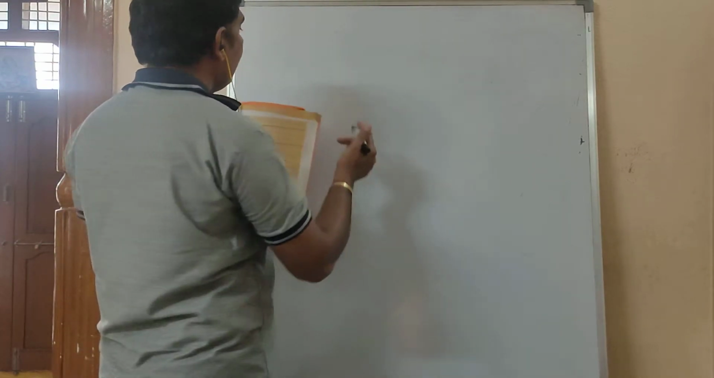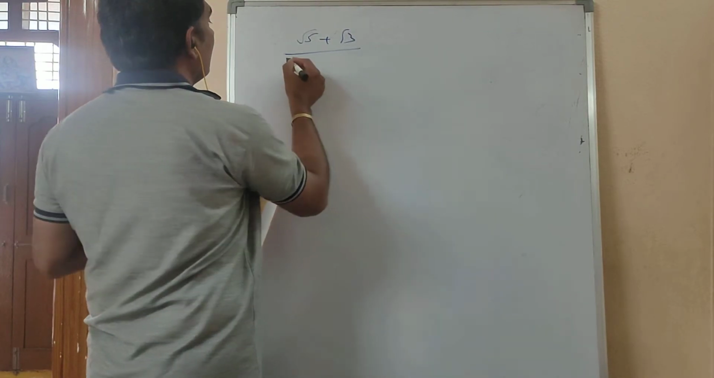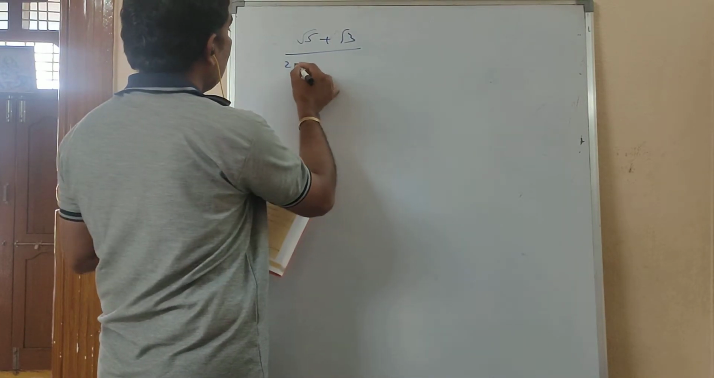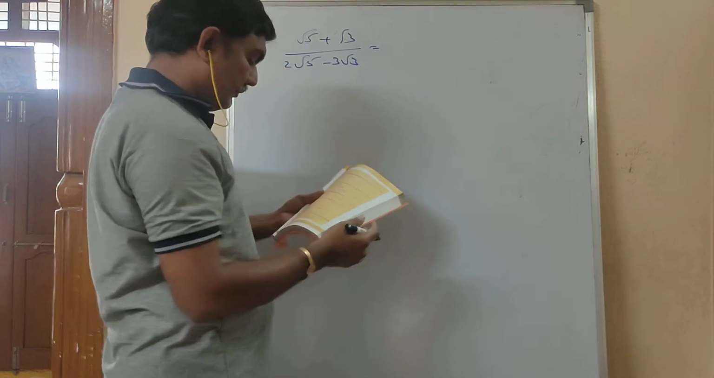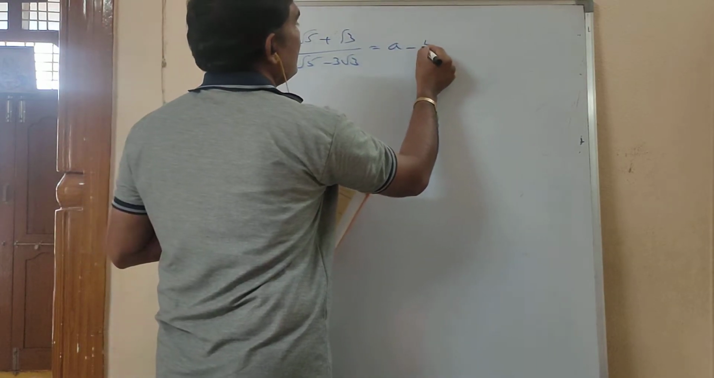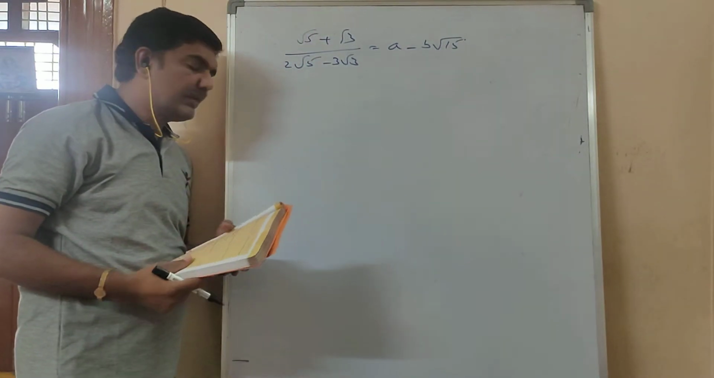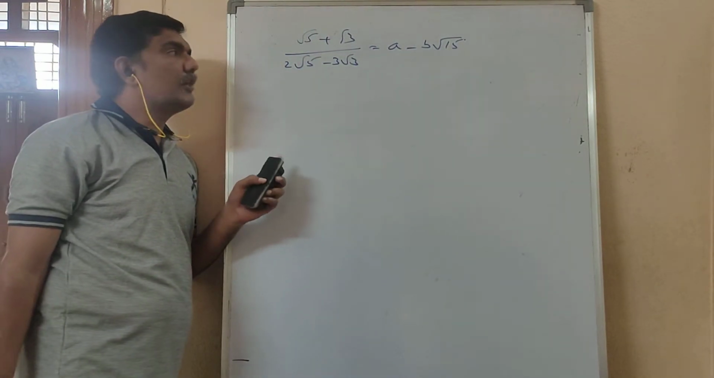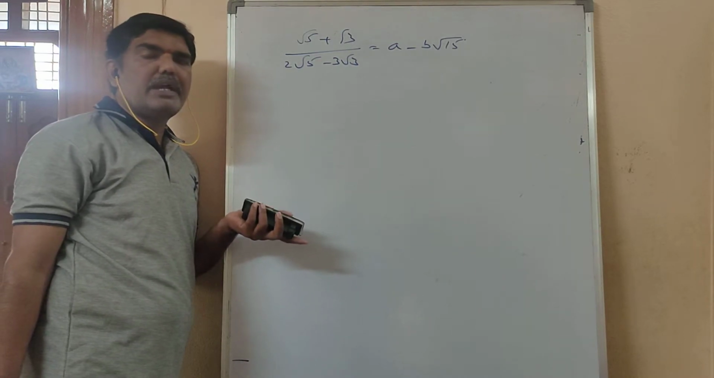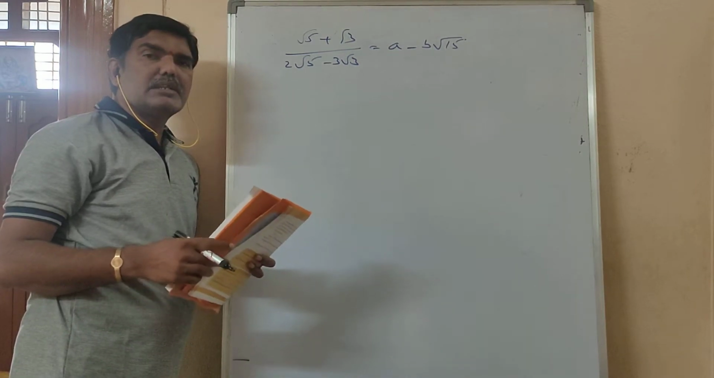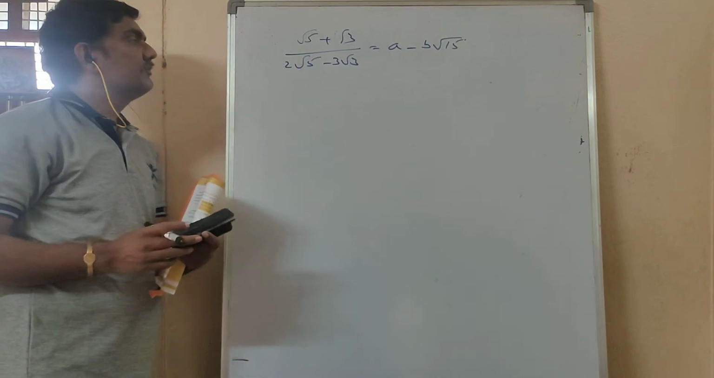That is, root 5 plus root 3 divided by 2 root 5 minus 3 root 3 is equal to a minus b root 15. See, it is also a very important problem. This chapter name is surds and it is there in intermediate first year. Logarithms are very important for higher classes. So in 10th class also these sums will be there, and try to learn perfectly.